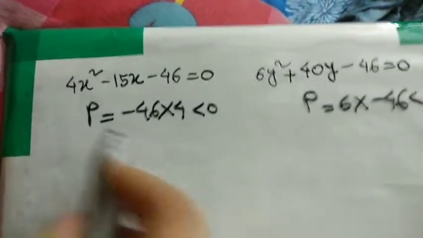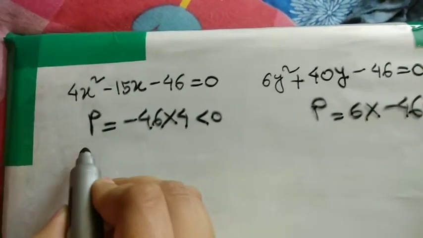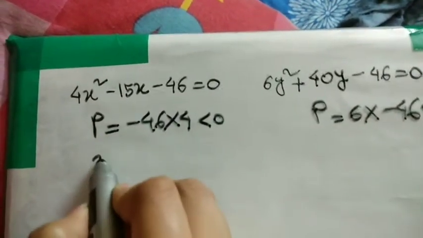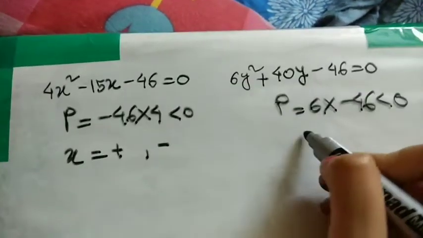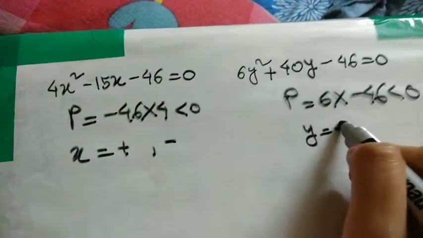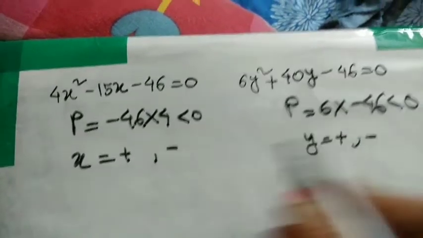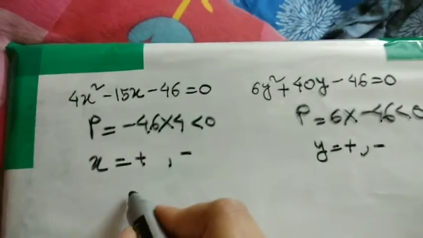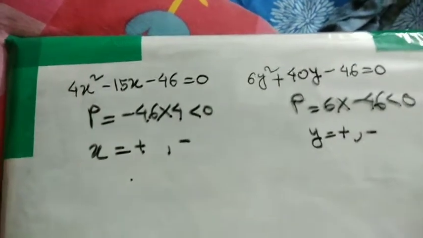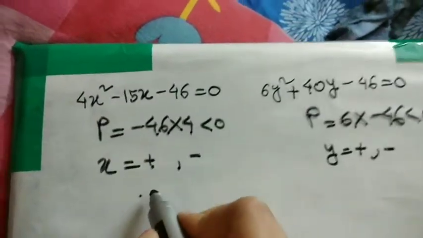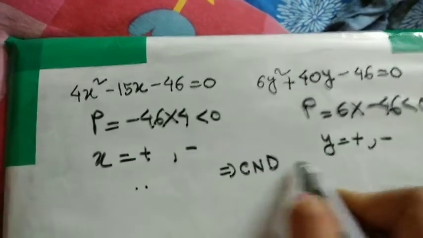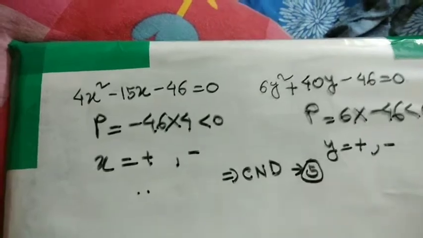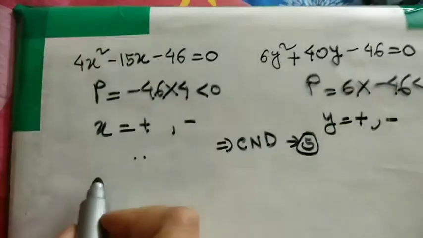And when this happens, your solution will come in one root will be positive and another root will be negative. Similarly, in case of y, one will be positive and another will be negative. And when this happens, no relation can be established between the x and y variables. Then that becomes C and D, cannot be determined. That is option number 5. Okay, let me show you how.